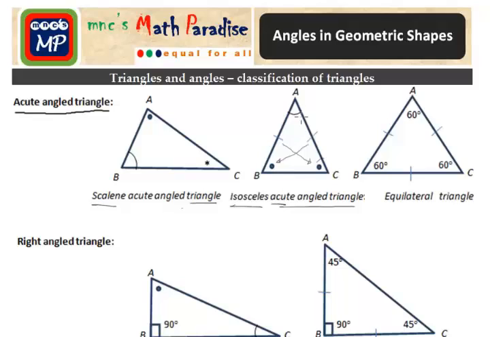First, acute angle because all three angles are acute, and two arms are equal and their corresponding angles are equal, so this triangle is called an isosceles acute angle triangle. And when all three side lengths are the same, then all three angles are also the same, and all angles are acute, so this triangle is called an equilateral triangle, and an equilateral triangle is always an acute angle triangle.